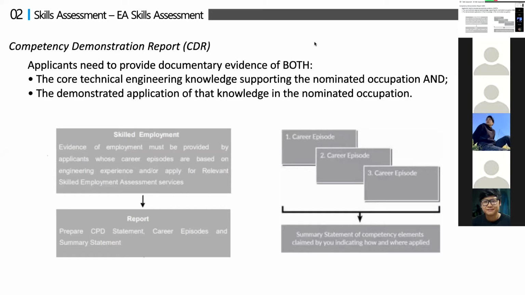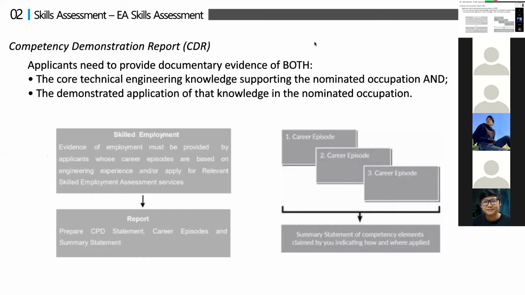But Engineers Australia cannot check all the universities and all the courses all over the world. That's why they decided to accept the Washington Accord. So if your university, department, and major are accredited by the Washington Accord, then you can use our second option, which is the Washington Accord stream. Then we can simply apply for the skill assessment and get a positive outcome.